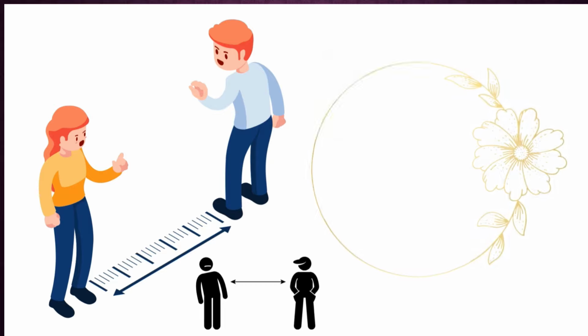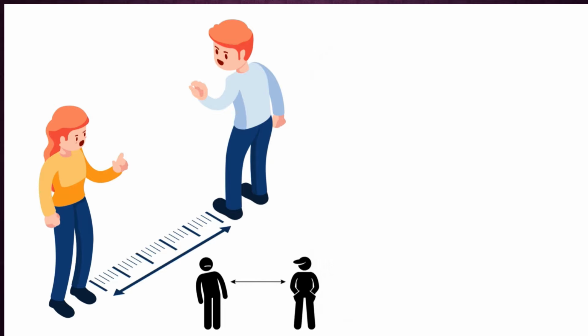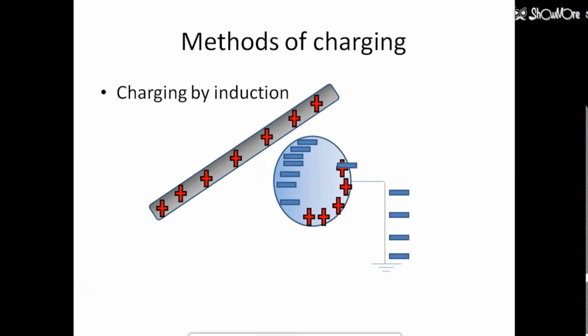Induction means at a distance. We are charging from a distance. So let's say we have taken a positively charged known conductor and we are trying to charge a neutral substance. Now, according to the law of electrostatics, the negative charges are bound here, because opposite charges attract each other. So they have attracted, and these charges have been repelled. They are repelling each other. They have gone far away.